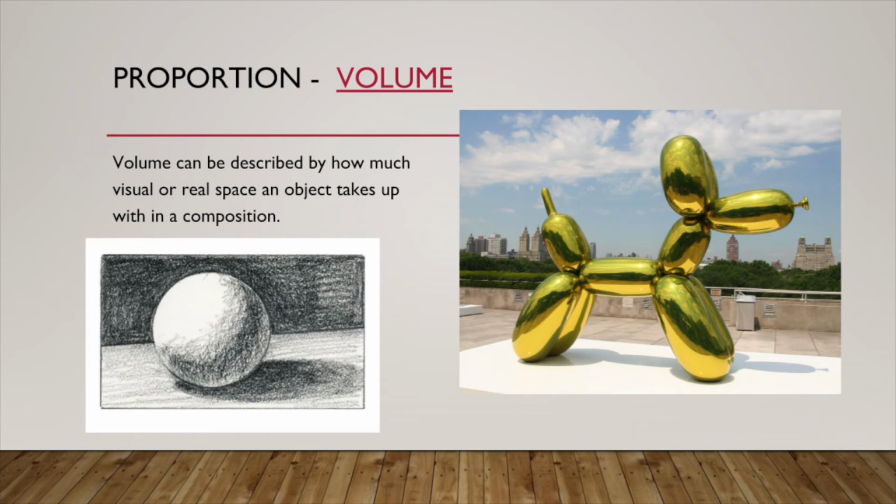The image on the left is just a shaded sphere, and this person did a pencil drawing, and we can imagine that that sphere is 3D due to the way that they shaded it and drew it. So we're imagining in our mind that it takes up space within that artwork.